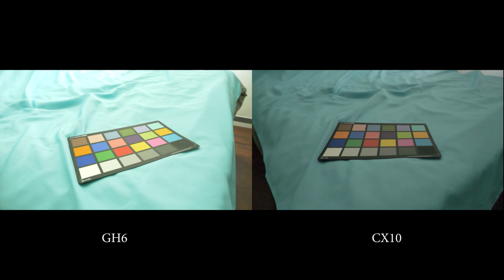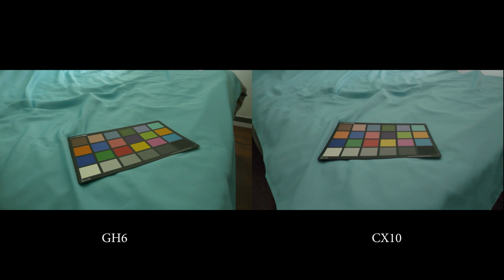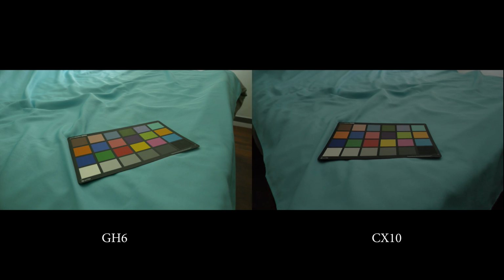Just judging off of the LCD screens, I'm going to now lower the ISOs and the gains to something I think is reasonable in low light for these cameras. So on the GH6, I'm going to go down to 3200. 3200 is what I think is a reasonable, workable, kind of professional ISO I could use. And on the CX10, let me go down to about 21. I don't think I would go past 21. So this is 21 dBs again, and the ISO 3200 on the GH6.